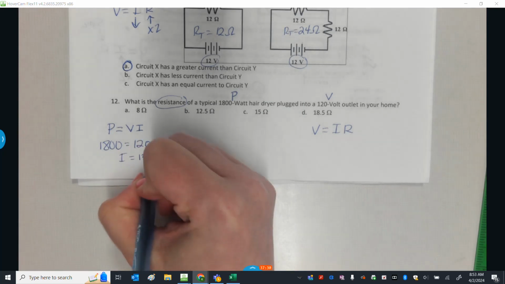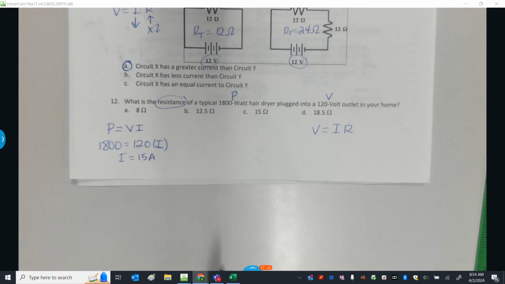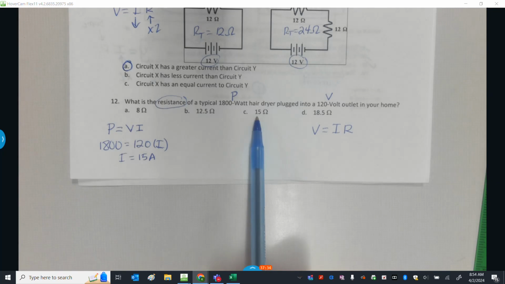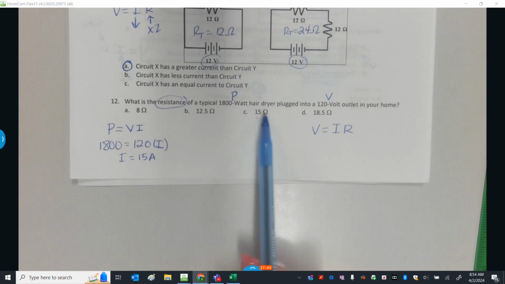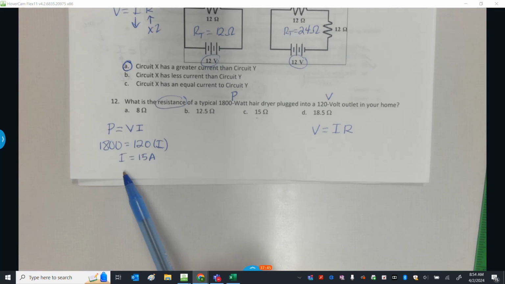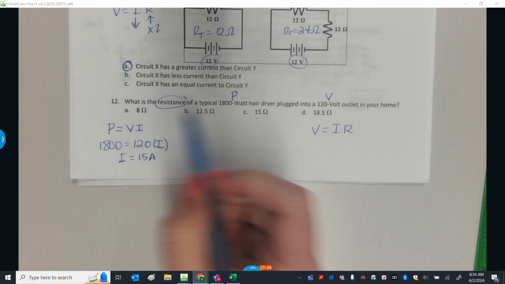This is not my answer. I am not done, but 4 of you put this anyway. Okay? You put 15 as your answer. You picked C, some of you. 85% of you got this right, but a few of you did this. You're not done yet. Pay attention to what variable you're solving for. I just found I. I need to find R.